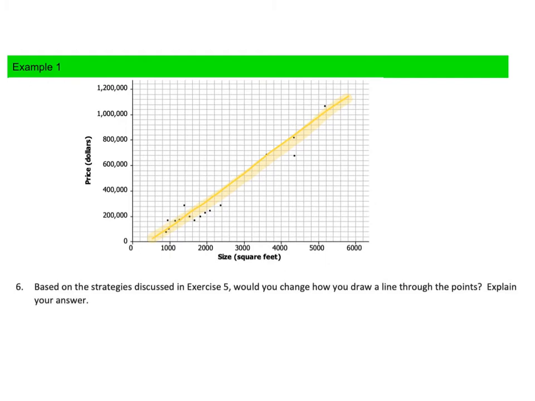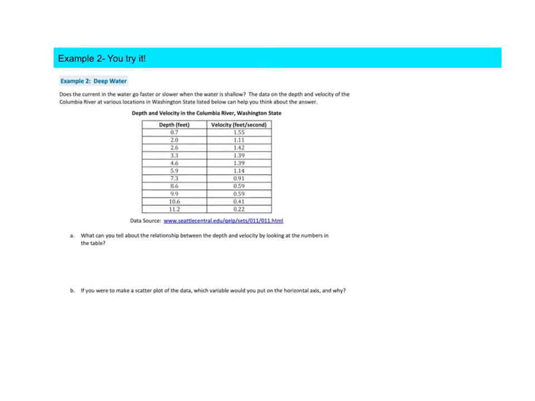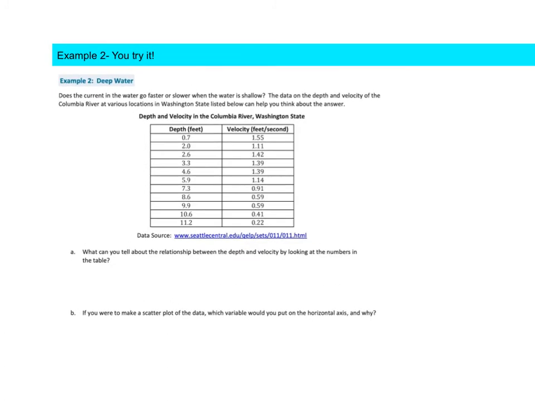And moving on. All right, here you are going to be answering this on your own. It says, deep water. Does the current in the water go faster or slower when the water is shallow? The data on the depth and velocity of the Columbia River at various locations in Washington State listed below can help you think about the answer.